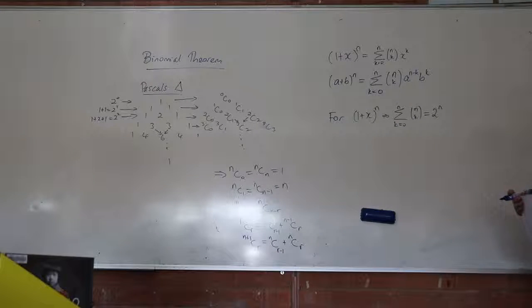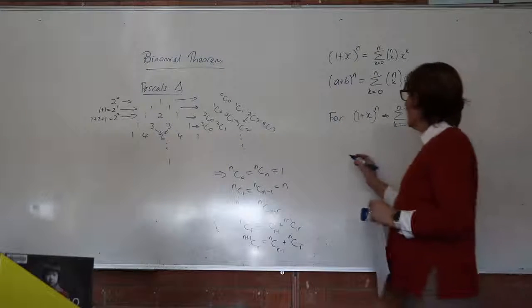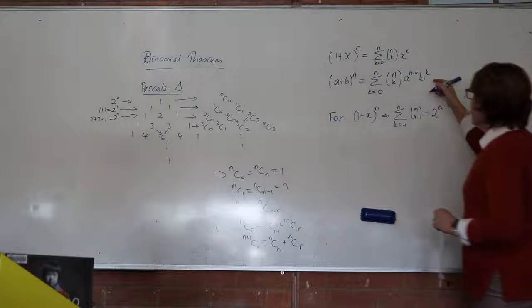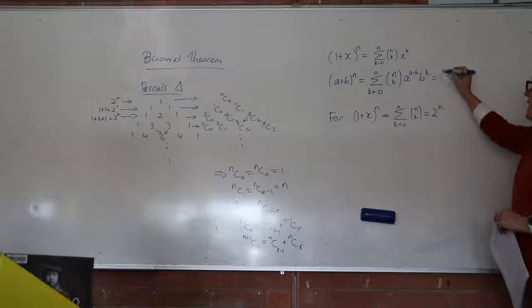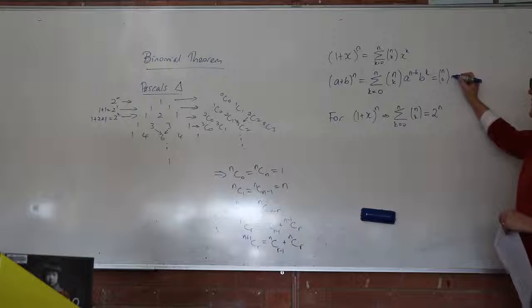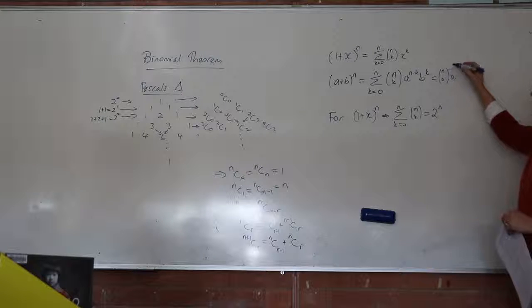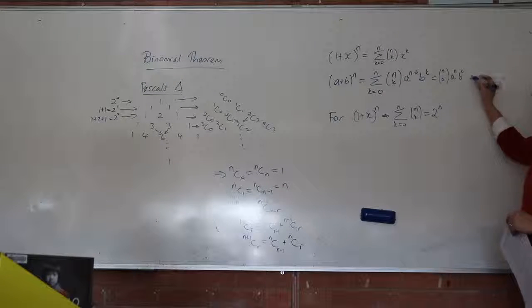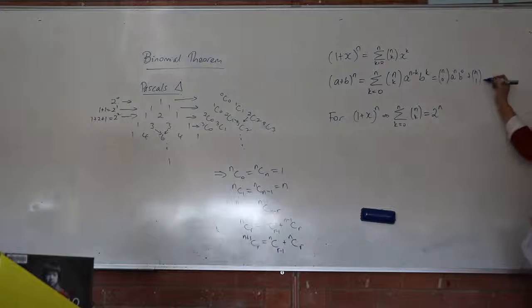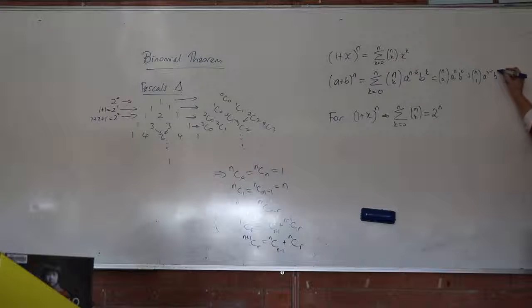Alright, do you remember how we wrote out the expansion too? If I had this one here, that would be the same as nC0 times a to the n, since a to the n minus 0 is n, times b to the 0, and then I'd have nC1 and your powers, a to the n minus 1, b to the 1, all the way down.